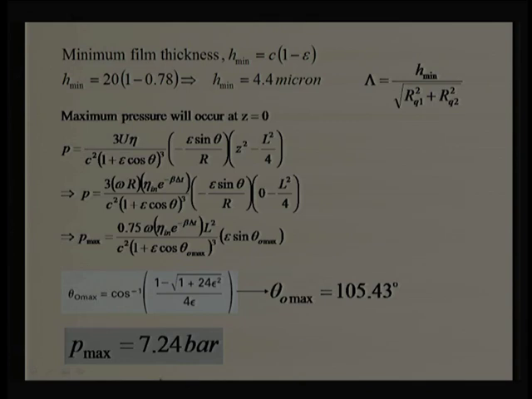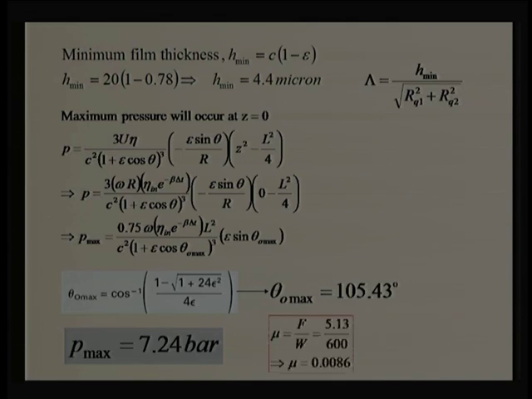Now, when we substitute this value of theta at maximum pressure in this expression, we are going to get maximum pressure as 7.24 bar. Not a very high value, it is well within permissible limit. In megapascal, it is only 0.724 megapascal. It is not very big, so any bearing material can be used in this situation.